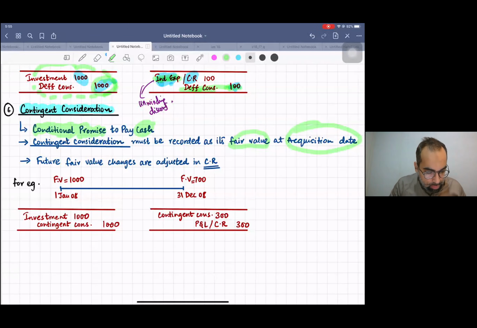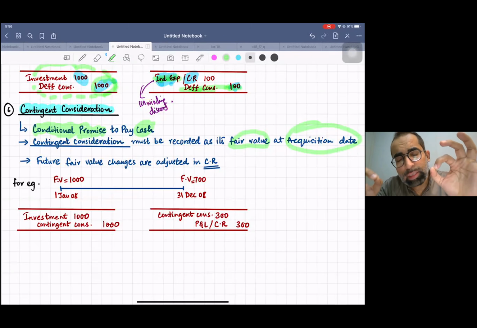Now we have contingent consideration. What is contingent consideration? I just told you before the namaz break that now parent company has made a conditional promise. So how are we going to record it? According to revised IFRS 3 Business Combinations, contingent consideration is recorded at fair value, and this fair value is normally given ready-made to you in the question.